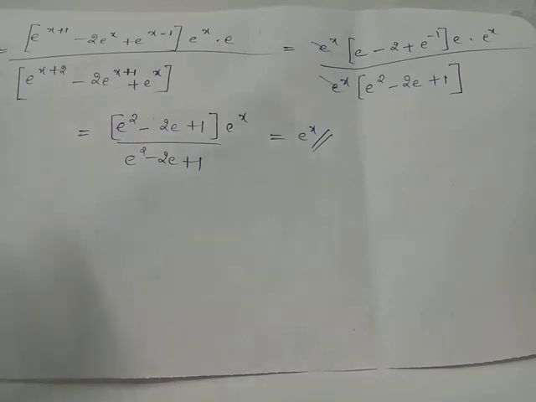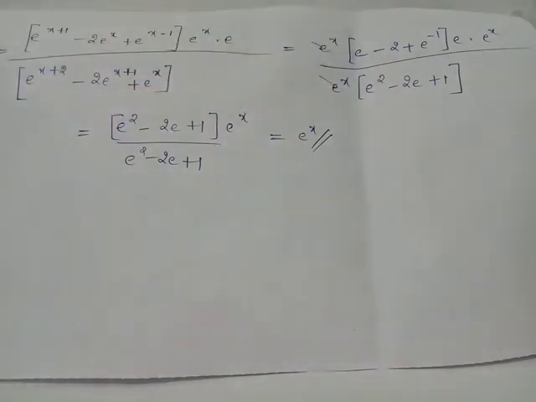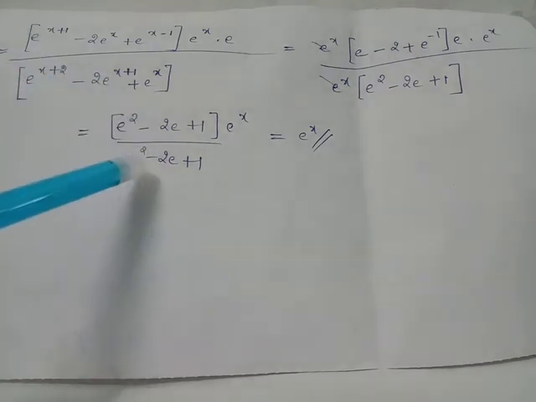You can cancel e raised to x from numerator and denominator. Now, when e gets multiplied to the square bracket in the numerator, it becomes e square minus 2e plus 1 into e raised to x. Since numerator and denominator have these factors common, after cancellation we get the answer as e raised to x.